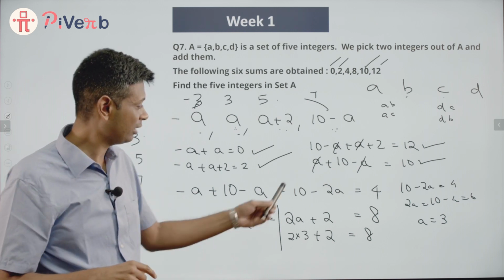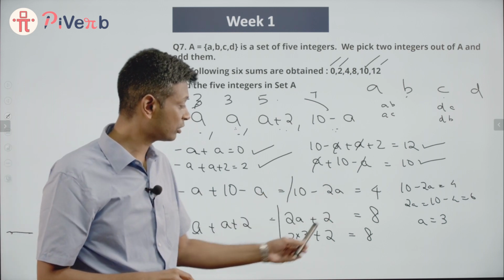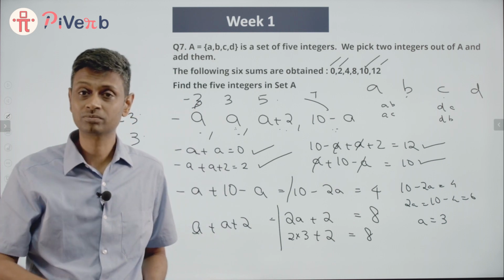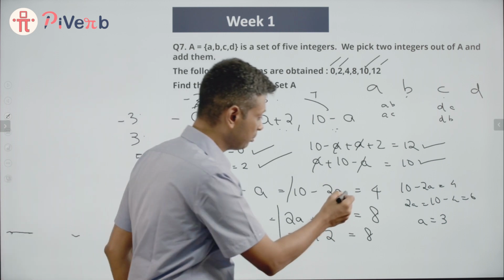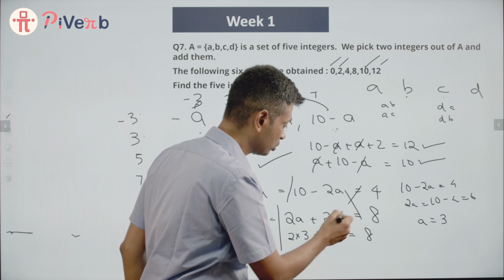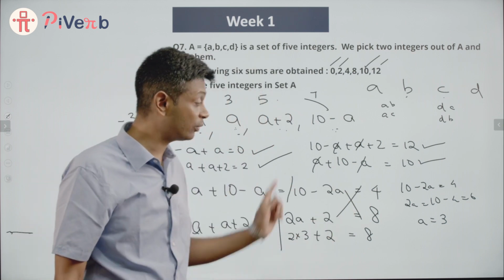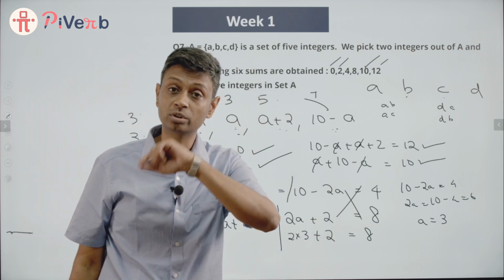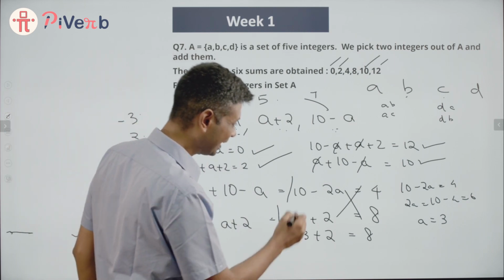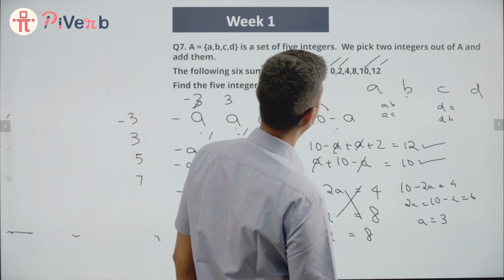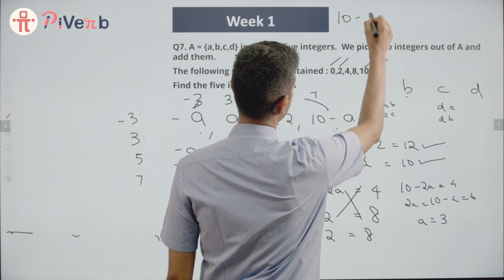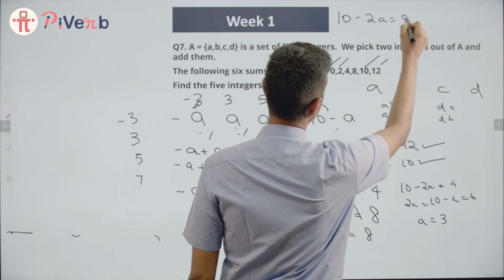And then you said 10 minus 2A is 4, 2A plus 2 is 8. Why should it be like that? It could very well be 10 minus 2A is 8, 2A plus 2 is 4. Who told you that the other way around won't work? So I'm going to worry about that. So I'm going to say 10 minus 2A is 8. Write down somewhere here: 10 minus 2A is equal to 8.